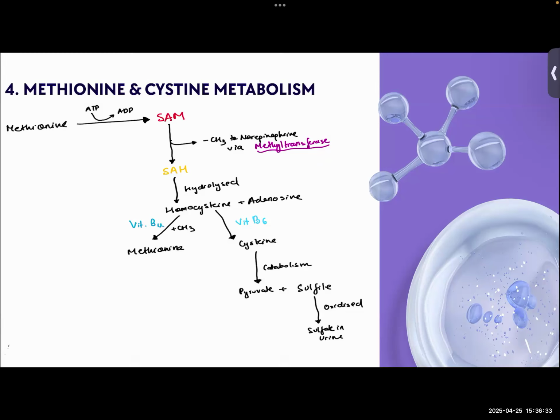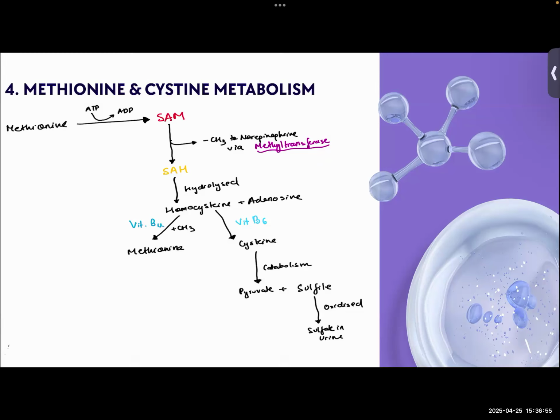And for this pathway, you require vitamin B12 as a cofactor, and you require donation of a methyl group, which should make sense to you because you remember SAM donated a methyl group, so now it needs it back if it wants to go back to being methionine. So two things for homocysteine to become methionine: vitamin B12 and a methyl group.